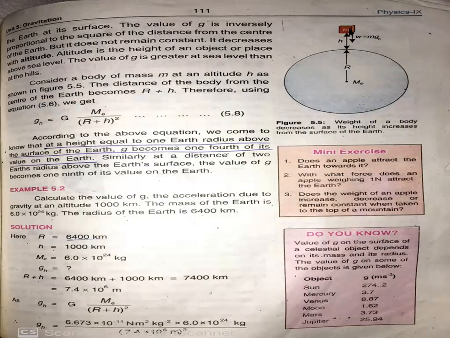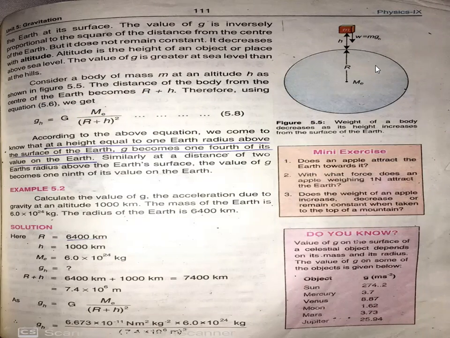So in this figure, you have to remember this: our body of mass m is not lying at the surface of the earth. It is at some height, which is h, and the weight of the body is acting downward, and you know the formula for weight is mg.